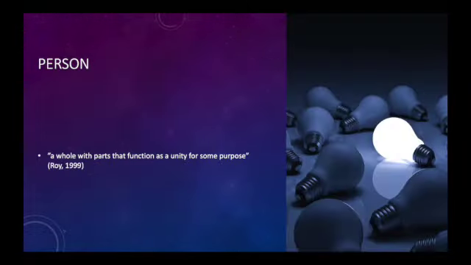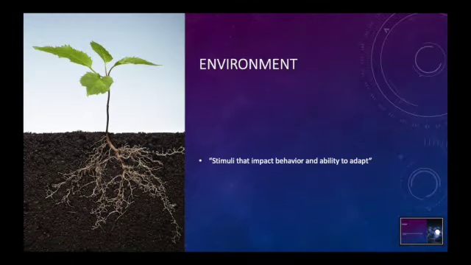So the first part refers to person, which would be the patient or their family or their community or the group, and they are the person who is receiving the nursing care. The next section is environment, and that is the different stimuli that impact behavior and their ability to adapt. So it can include external and internal things that affect that person.